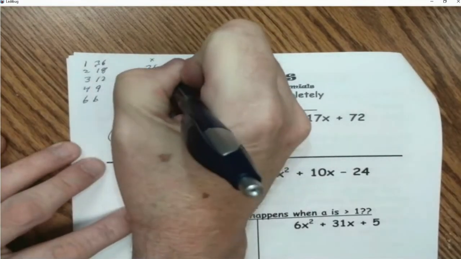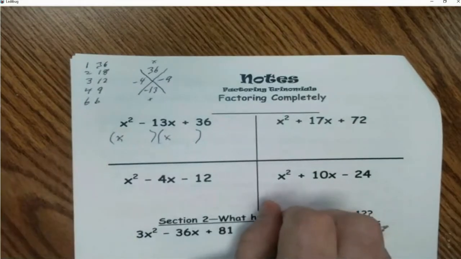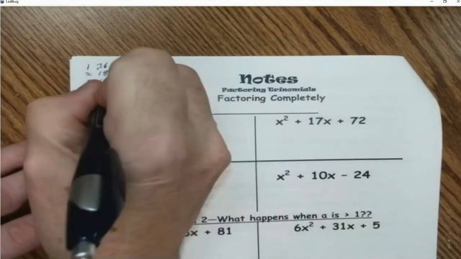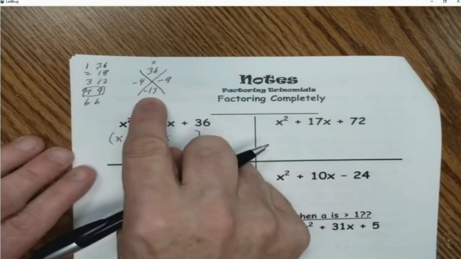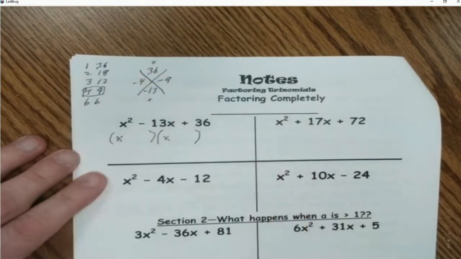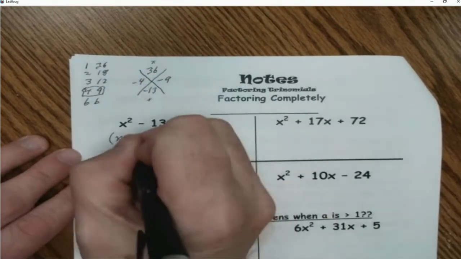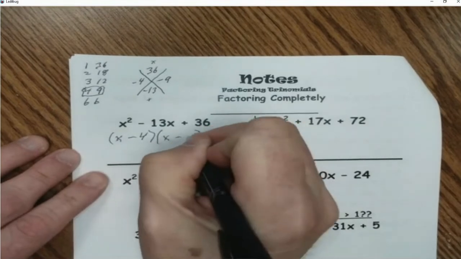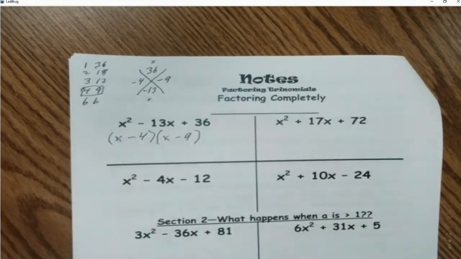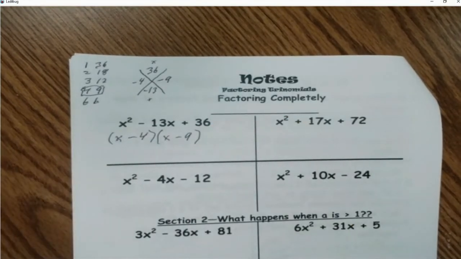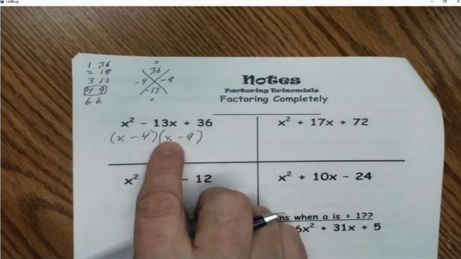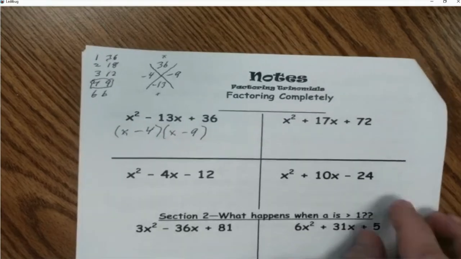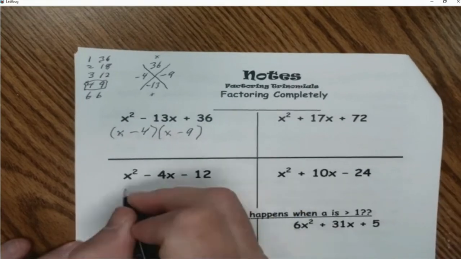Negative 4, negative 9. 4 and 9, these add up to be 13. If I make them both negatives, they'll add up to be negative 13, and they will multiply together to be a positive 36. So this factors to x minus 4, x minus 9. And that is the two factors that we can multiply back together to get this original quadratic. Okay? Let's try another one. So one right beneath it here.